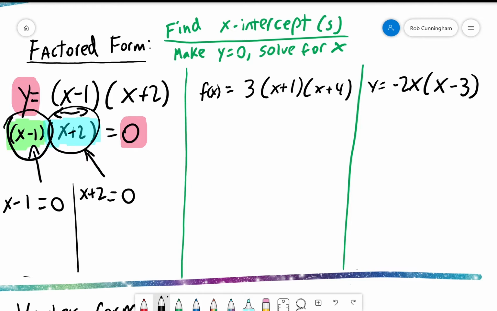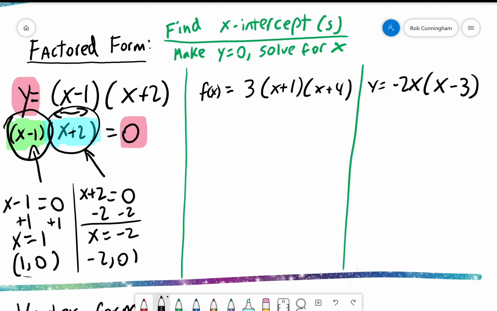So each of these is hopefully a fairly simple one-step equation. Add 1 to both sides, you get x equals 1. Subtract 2 from both sides, you get x equals negative 2. Our two x-intercepts are (1, 0) and (-2, 0).